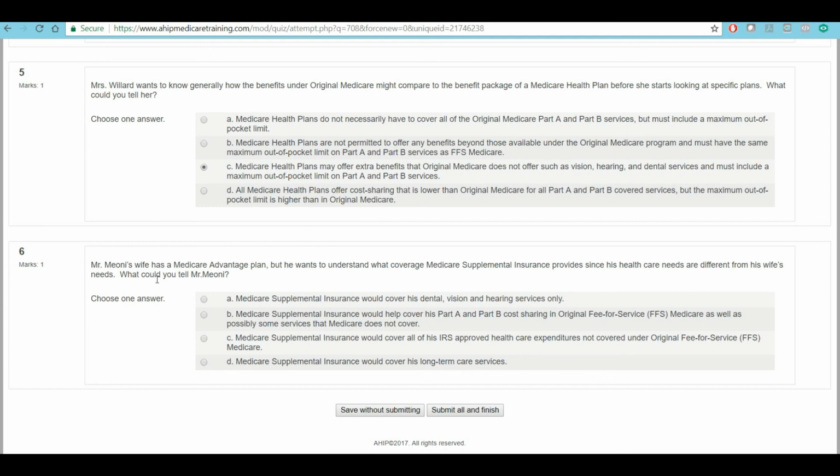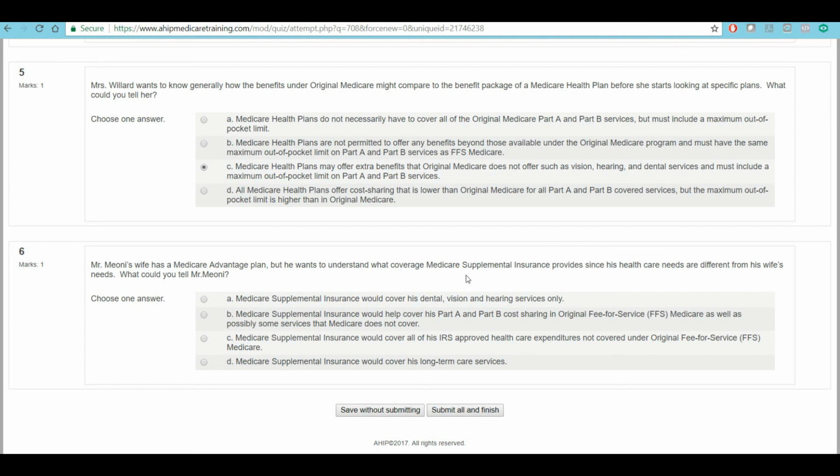Mr. Mioni's wife has a Medicare Advantage plan, but he wants to understand what coverage Medicare supplemental insurance provides, since his health care needs are different from his wife's needs. What could you tell him? I have clients where one has a Medicare supplement because she's very ill and on the verge of dialysis for her kidney, and the guy is very healthy, so he has a Medicare Advantage plan and she has a Medicare supplement. It's what is going to be the best fit for them. So in this situation, he wants to understand what coverage Medicare supplement insurance provides, since his health care needs are different than his wife's. What should you tell him?